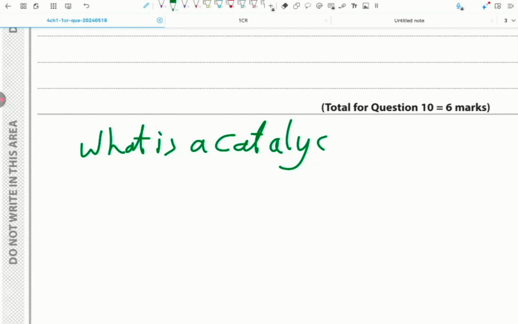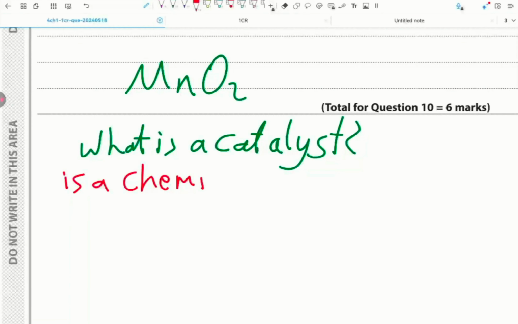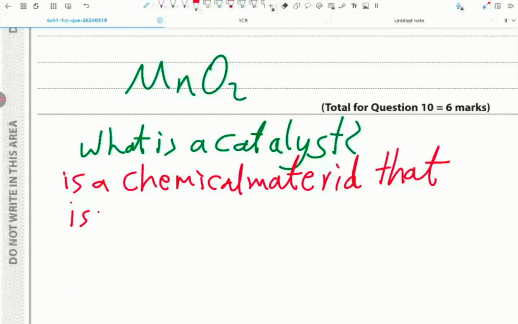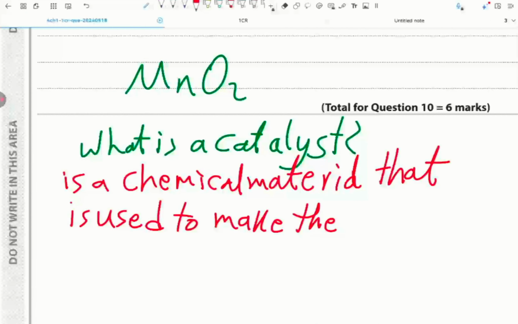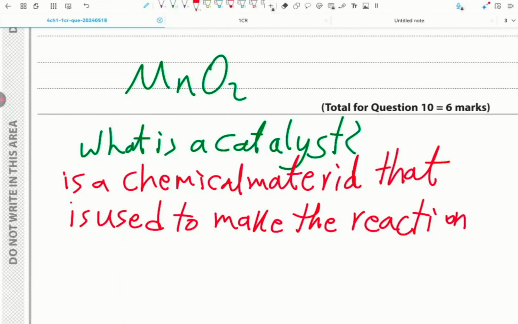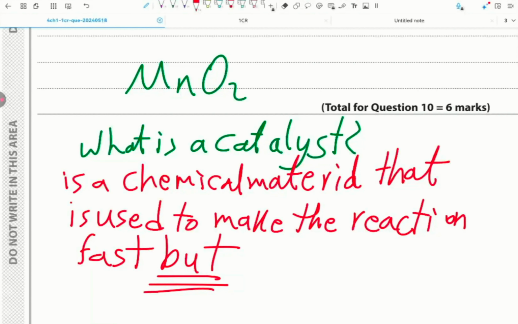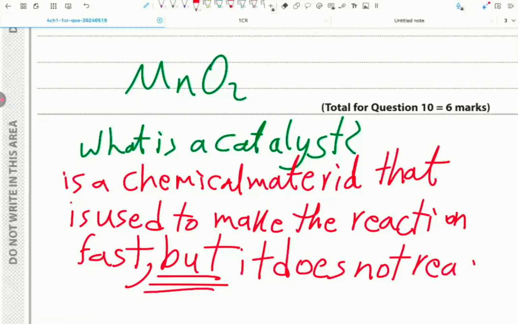If we want to prove that MnO2 is a catalyst, we need to understand the word catalyst. A catalyst, my friends, is a chemical material that is used to make the reaction fast, but here, this is the but, wait for the but, it doesn't react.